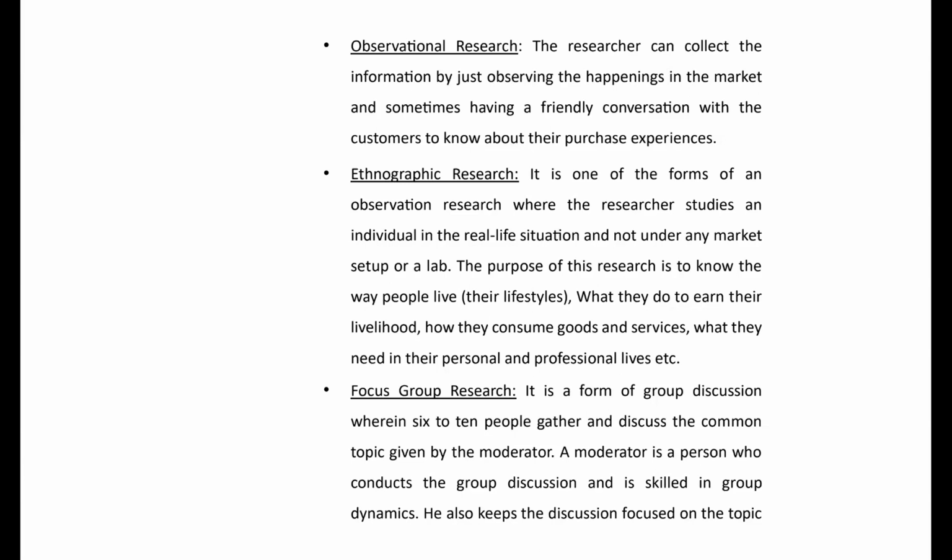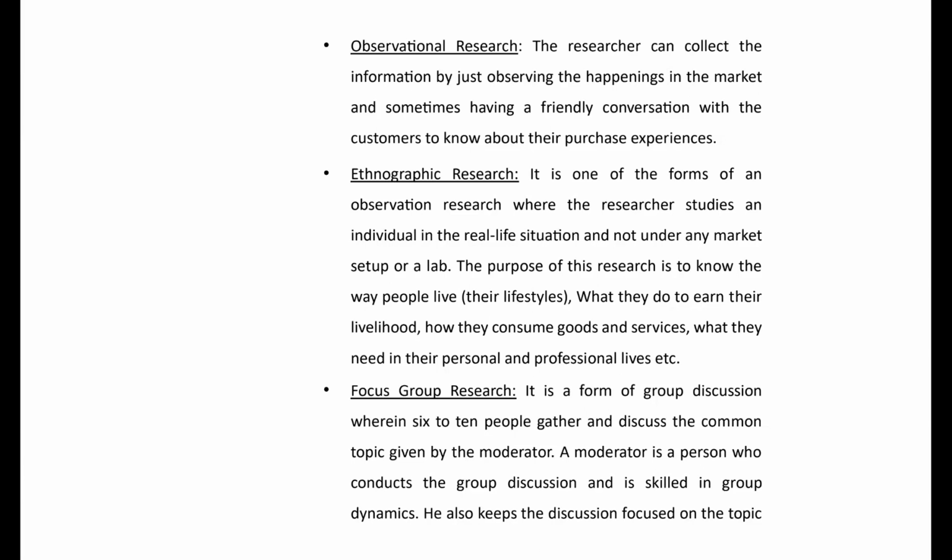There is also what you call ethnographic research. This is one form of observational research, where the researcher studies an individual in real-life situations and not under any market setup or a lab. The purpose of this research is to know the way people live, their lifestyle, their standard of living, what they do to earn their livelihood, how they consume goods and services, what they need in their personal and professional lives, what they actually need.